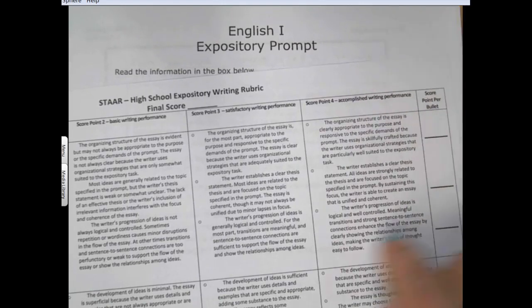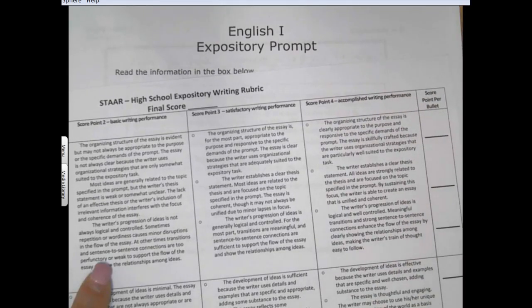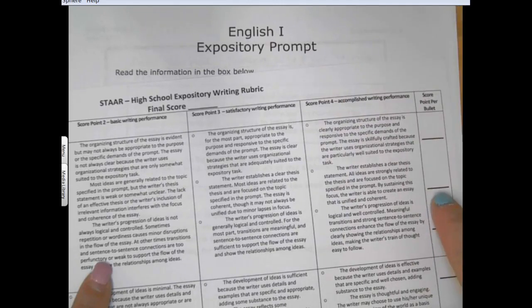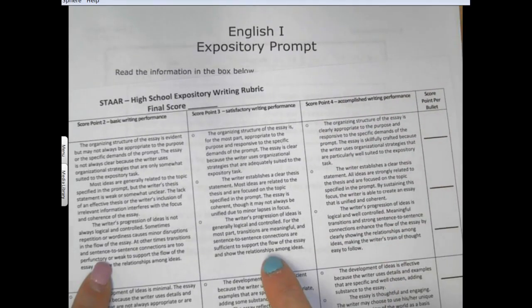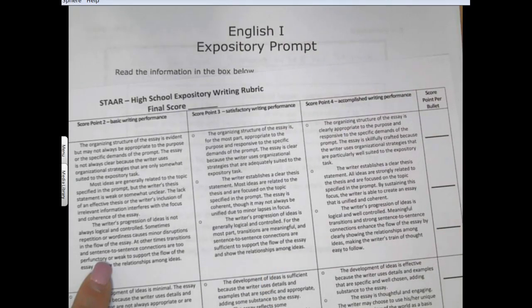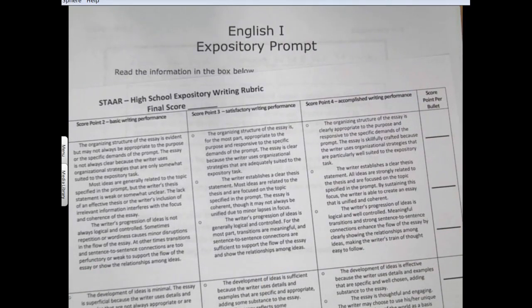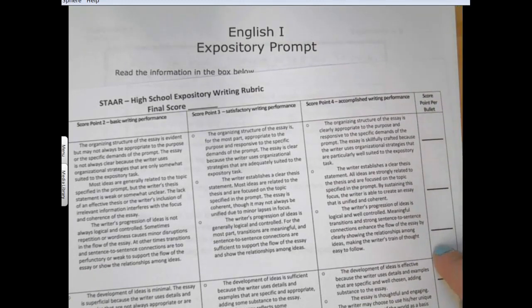They can score a 2 maybe for the ideas being related to the topic. Maybe they got off topic. So that could be a 2. And then you could be back up here at a 3 because their ideas were logical, the transitions were good, it was awesome. So then you'll average them and put a score here.